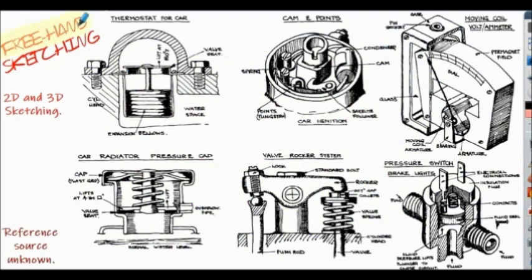So here's some freehand sketching, undertaken both 2D and 3D sketching. I have to apologise, I do not have the reference source for these sketches, so cannot give credit where it's due. And some of the sketches relate to older components that are not used so often now. But I'm just trying to convey here the various types of sketching that occurs.